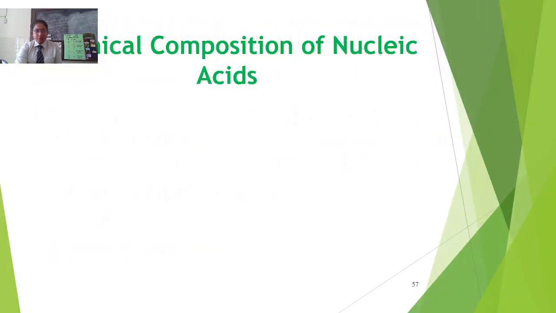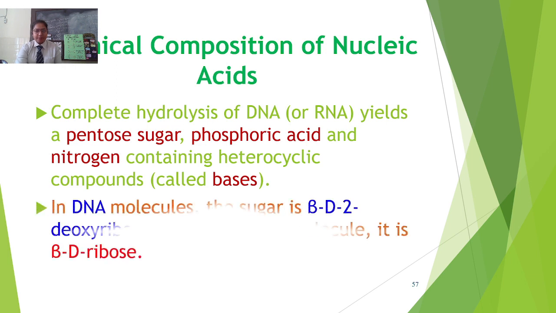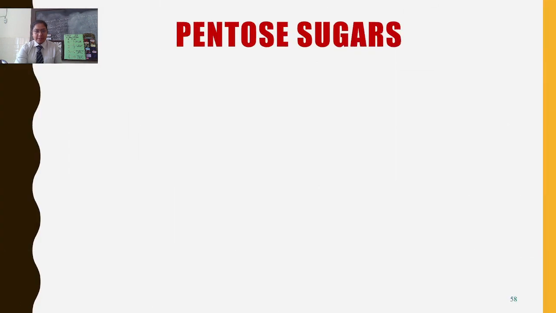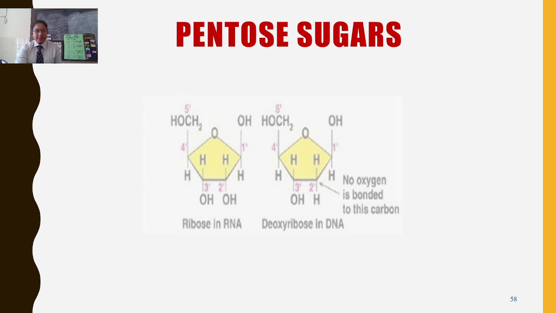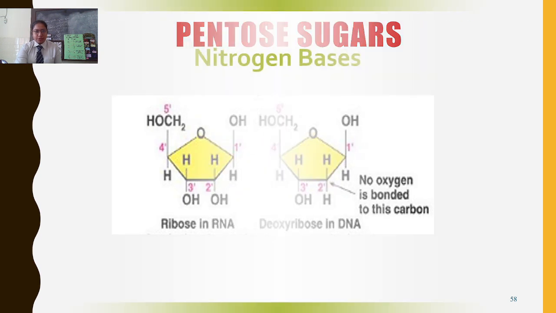Chemical composition of nucleic acids. Complete hydrolysis of DNA or RNA yields a pentose sugar, phosphoric acid, and nitrogen-containing heterocyclic compounds called bases. In DNA molecules, the sugar is beta-D-2-deoxyribose, whereas in RNA molecules, it is D-ribose. Pentose sugars. This is the structure of the pentose sugar.